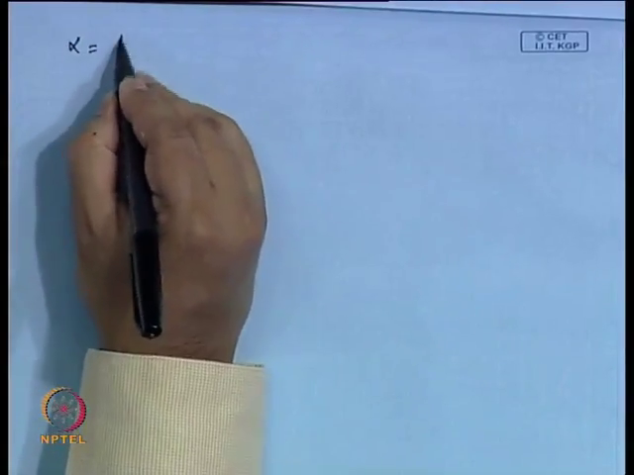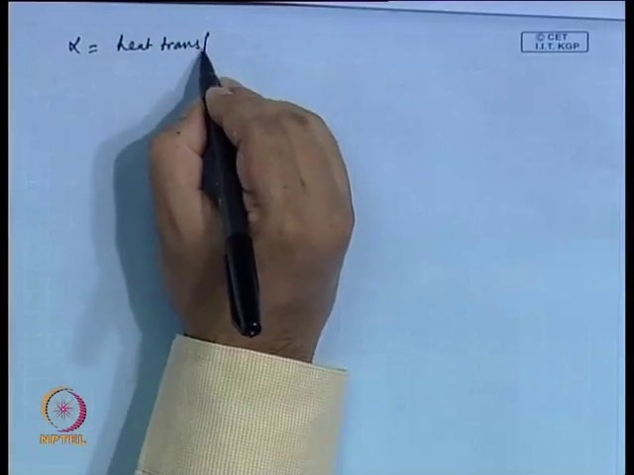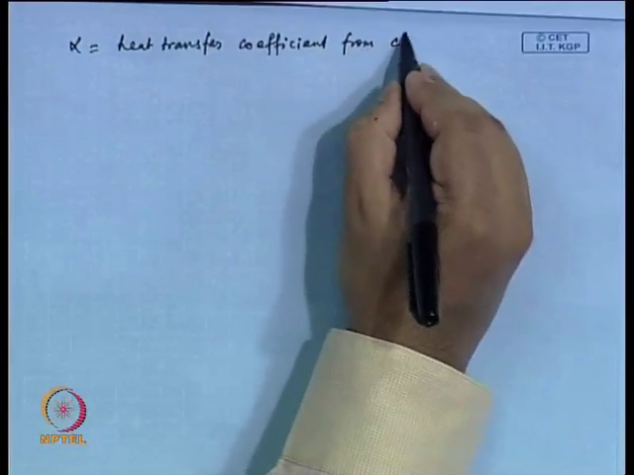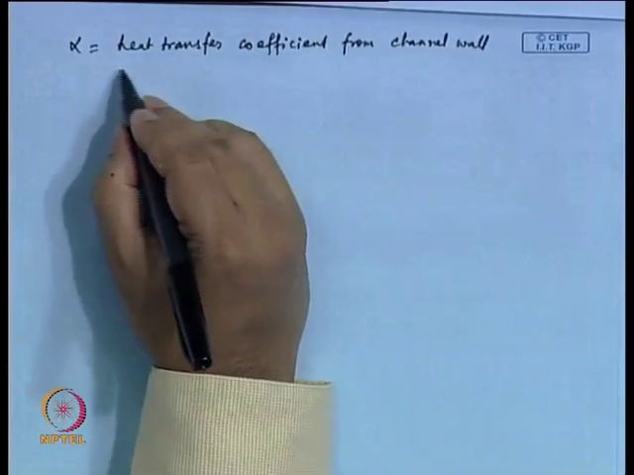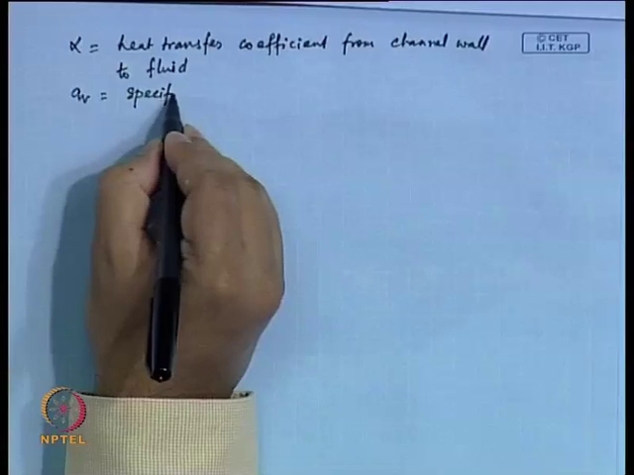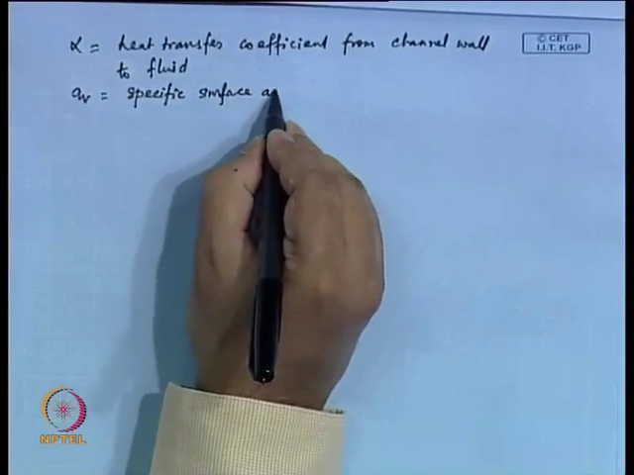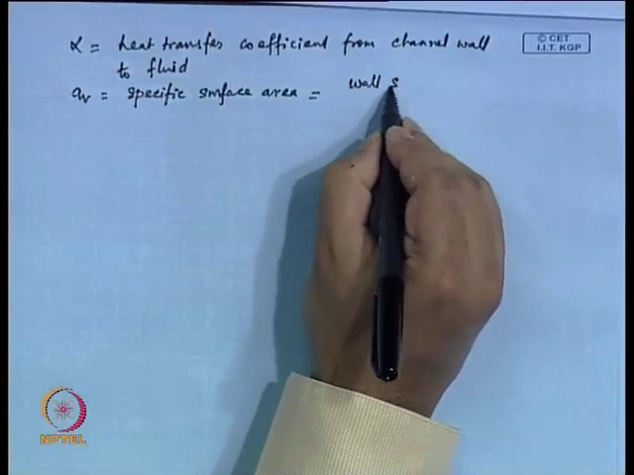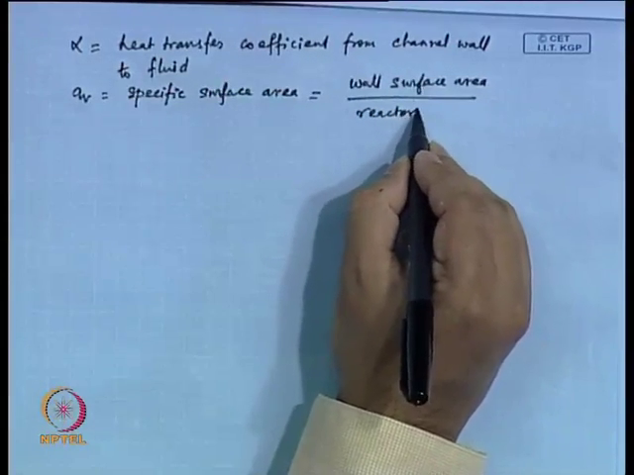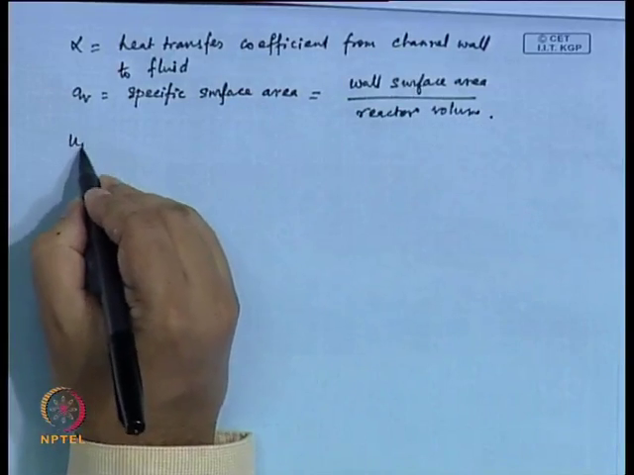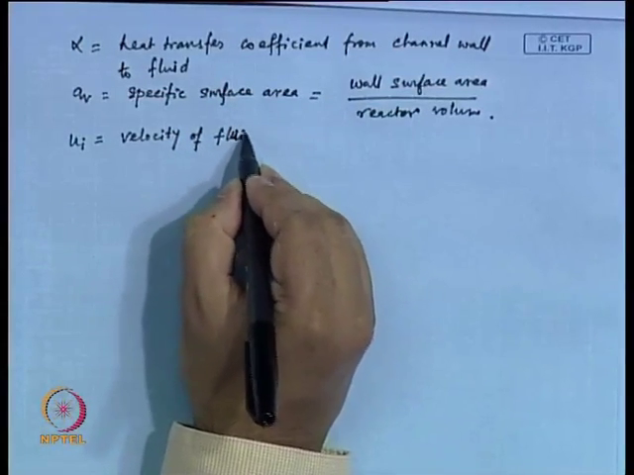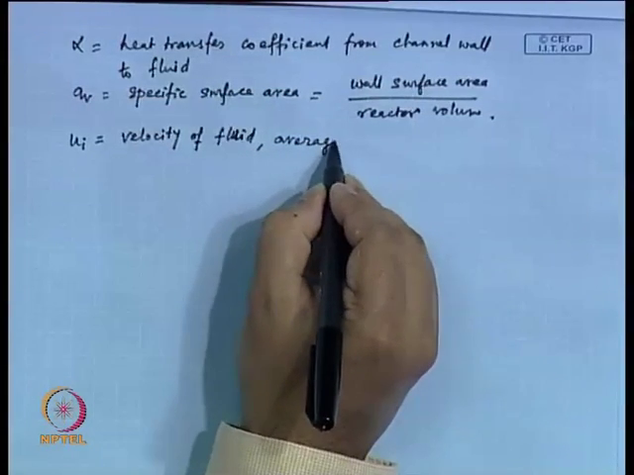Here alpha is equal to the heat transfer coefficient from the channel wall to the fluid, and Av is equal to the specific surface area, that is equal to the wall surface area divided by the reactor volume. Ui is equal to the velocity of the fluid averaged over the channel cross section.